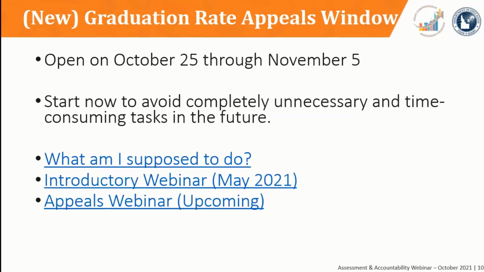The next step is the graduation rate appeals window. The graduation rate appeals window opens on October 25 through November 5th this year. It is a period to finalize your school's 2021 graduation rate. If you'd like, please start your prep work now to avoid unnecessary and time-consuming tasks in the future. You can use resources like the free appeals webinar earlier this year, and the webinar which I'm going to discuss on the next slide.